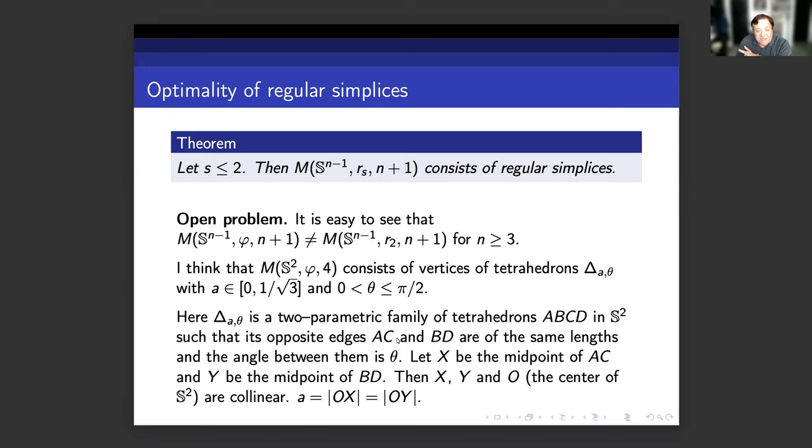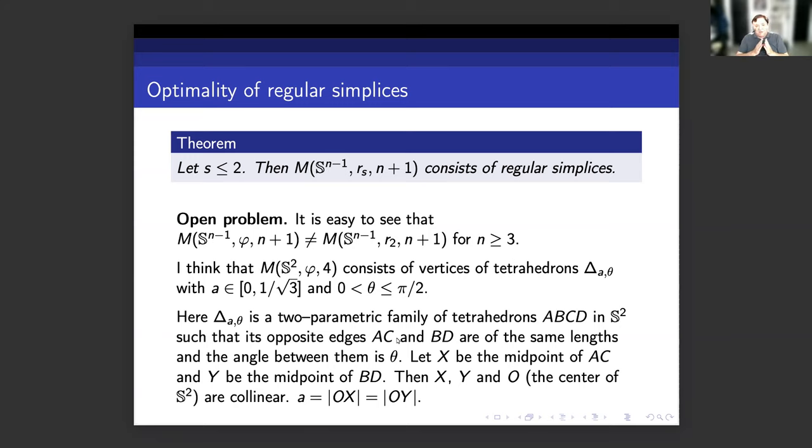We know one of the answers for RS when S is less or equal to 2. In the general case, this is an infinite series, and one of two known for any optimal universal optimal configuration. Okay, the theorem is the following.